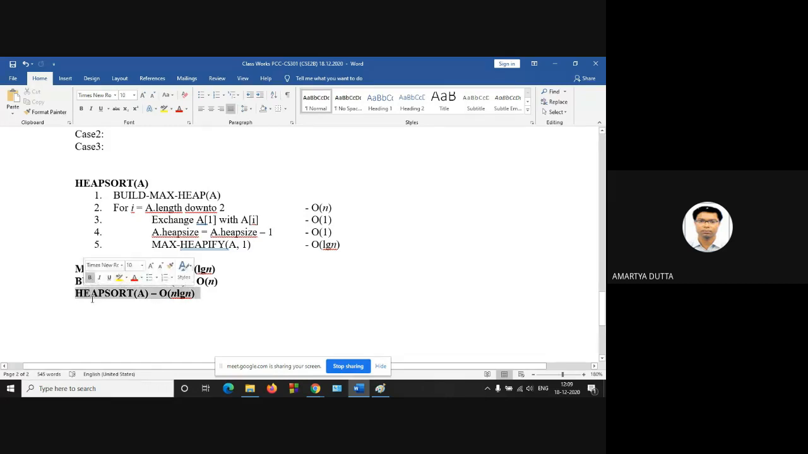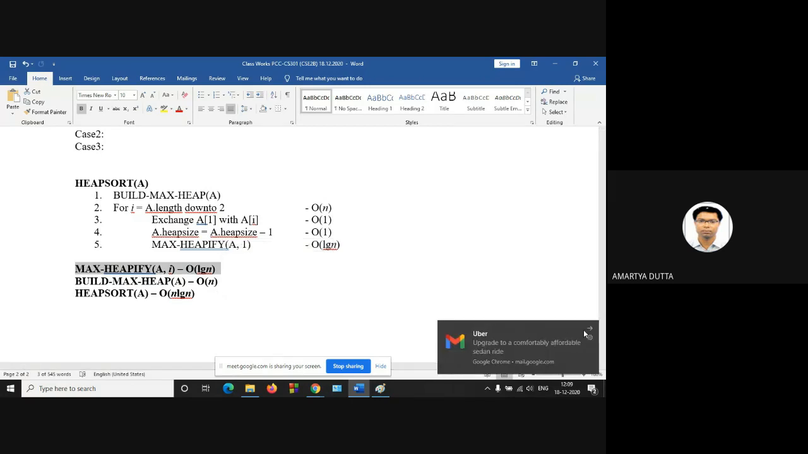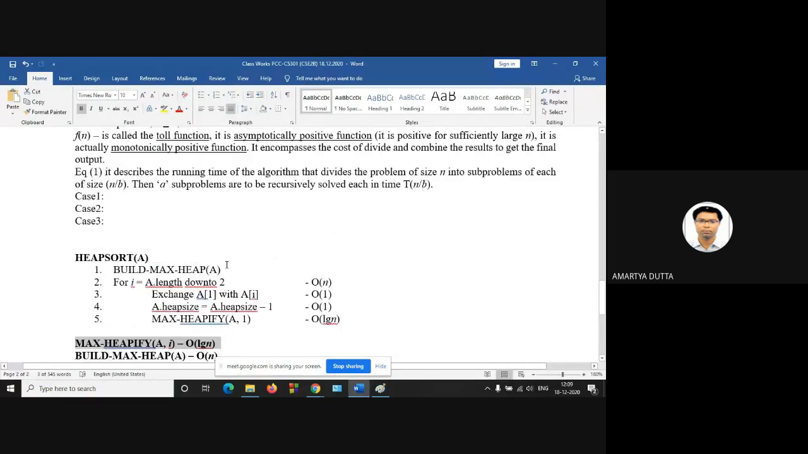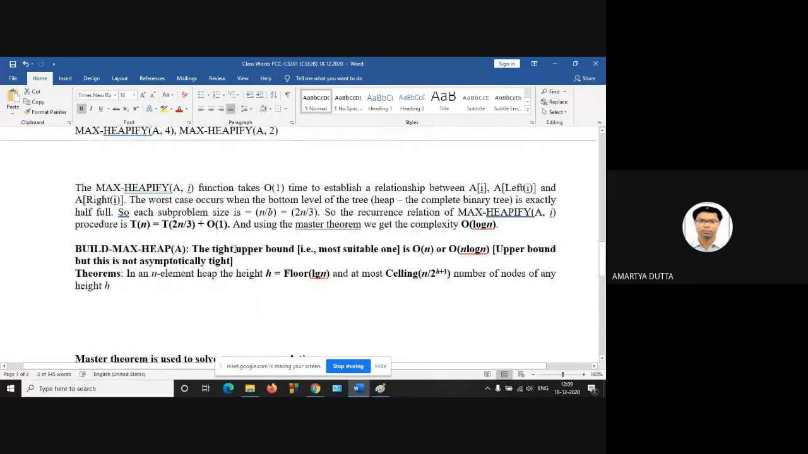For max heapify, it is log n. Why? Is it clear to you? The max heapify function takes order of 1 time to establish a relationship between the parent, its left child, and the right child.